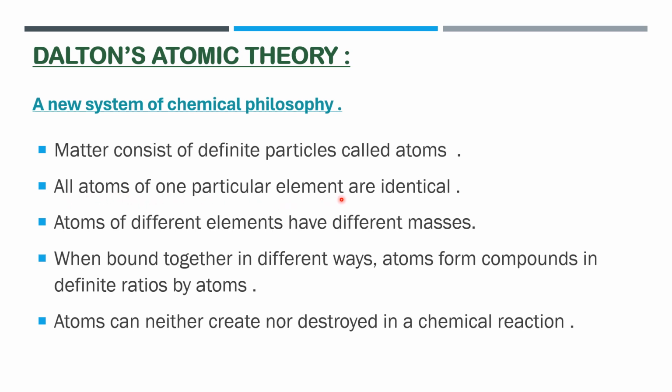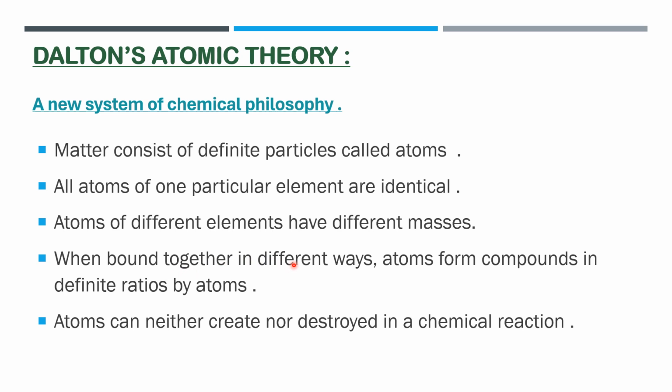one particular element are identical. That is, atoms of an element may not necessarily possess the same mass, but they possess the same atomic number and show similar, identical chemical properties. Atoms of different elements have different masses. That is, atoms of different elements may possess the same masses, but they always have different atomic numbers and differ in their chemical properties. So this is the difference between the atoms of different elements.